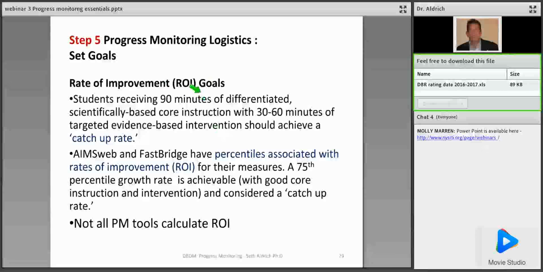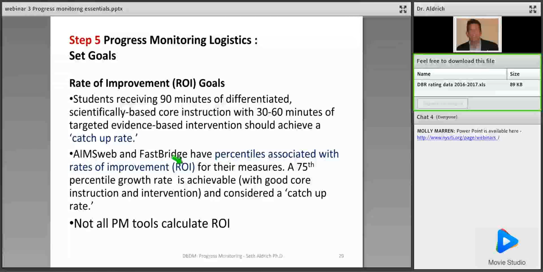The idea behind rate of improvement goals, a catch-up or accelerated goal, is if a student's getting 90 minutes of differentiated, scientifically based instruction in the core with an additional 30 to 60 minutes of targeted evidence-based intervention, they should make a catch-up rate. It should be accelerated. They should be improving above and beyond their peers that are not getting that kind of intensive intervention. And that's our goal, for them to catch up to peers.